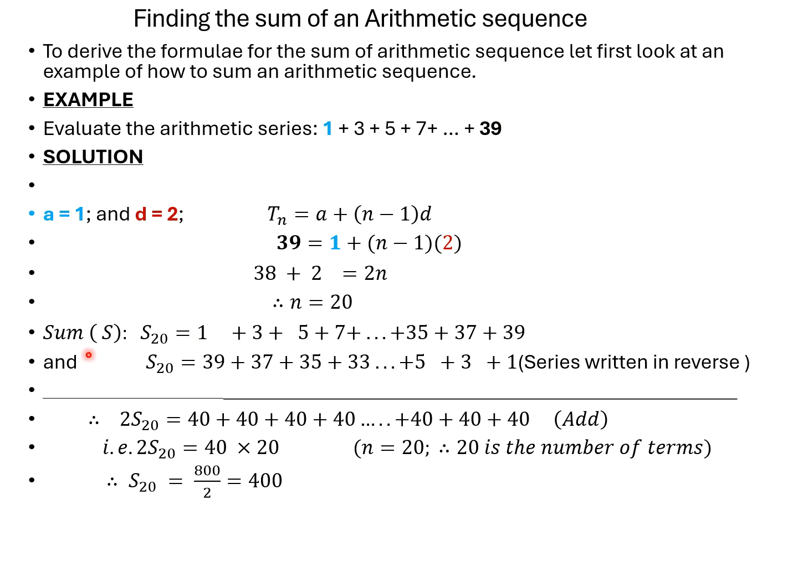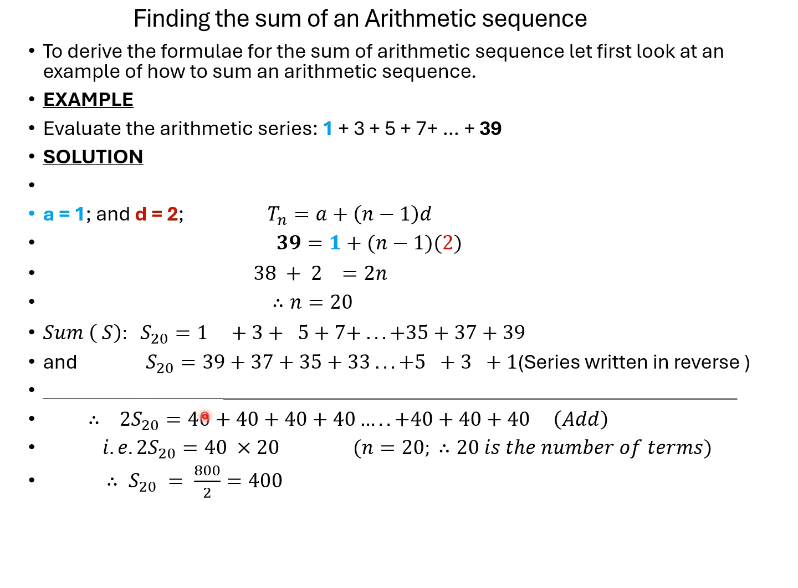So I can say the sum of 20 terms is 1 plus 3 plus 5 plus 7 plus all the terms in between, plus 35, plus 37, plus 39 to get to the end. If I write the same sum in reverse order, so I say the sum to 20 terms, but I start from the last term going down: 39 plus 37 plus 35 plus 33, and so on, plus 5 plus 3 plus 1. And I physically add the two, so the sum to 20 terms plus the sum to 20 terms gives me 2 times the sum of 20 terms.